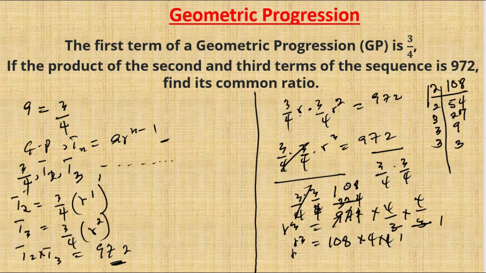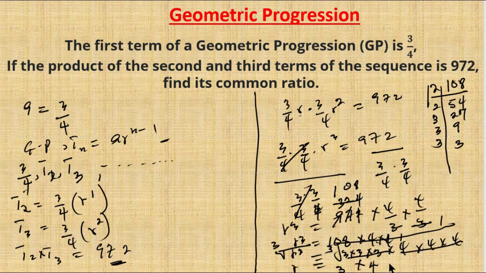So that r raised to power 3 will be the same thing as 3 times 3 times 3 times 4, that's the 108, times 4 times 4. I'll take the cube root of this side, also the cube root of this side. So that r will be the same thing as, for 3, I'll have 3, and for 4 times 4, I have 4 times 3, which is equal to 12. My r is equal to 12. So the common ratio for this expression is 12.